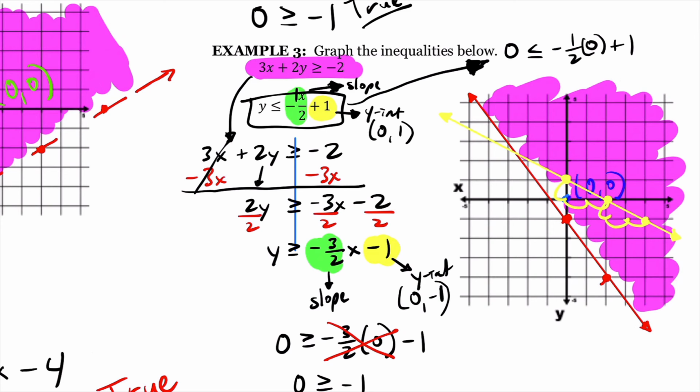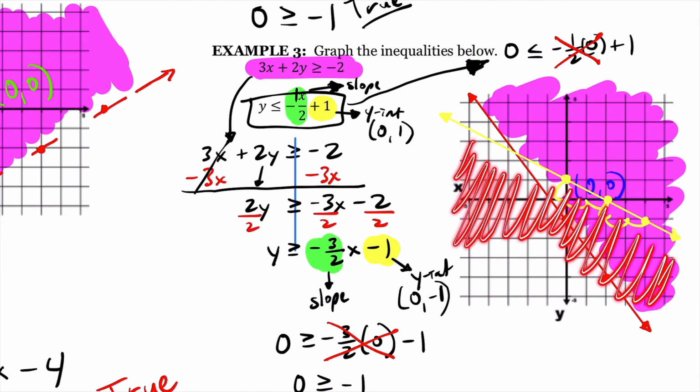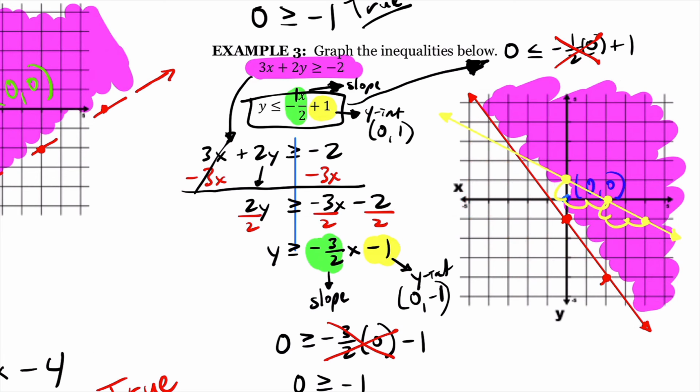So 0 cancels out with negative 1/2. So what I have is 0 less than or equal to positive 1. Yeah, 0 is smaller than all of the positives. So that means I'm going to shade below the yellow line, everything below the yellow line. Some of the shade's going to overlap. That's important because that's what we want. I want some of the shade to overlap.